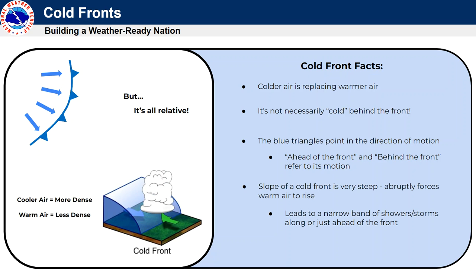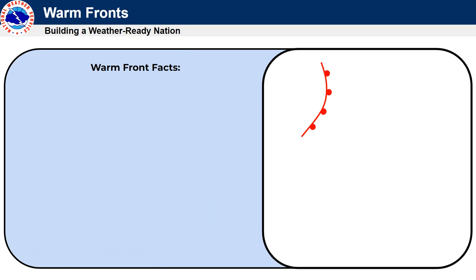Remember that cold air is more dense than warm air. Therefore, a cold front is typically steep aloft, and it forces warm air to rise above it. That leads to showers and thunderstorms that develop along the front. Cold fronts extend from areas of low pressure.